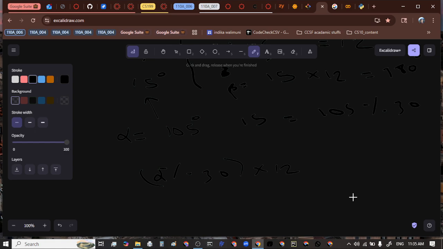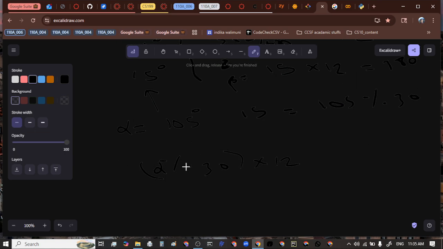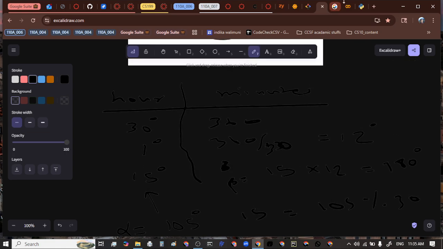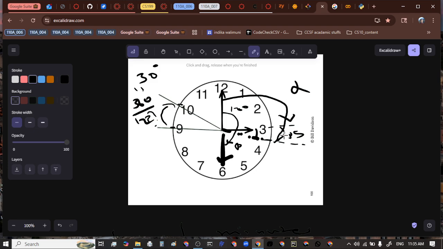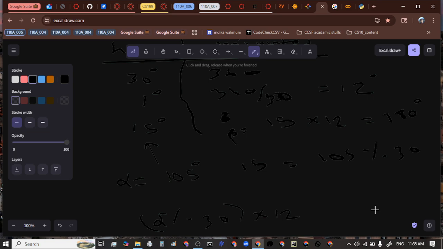Like this one, we are generalizing this one. This is a particular example, and here's the generalization: alpha modulo 30 times 12. And that's the answer. Alpha is the total angle from the midnight to the current hour position. If you take the modulo 30, we get the residual angle, like this much. And that times this factor is going to give us the answer. All right.